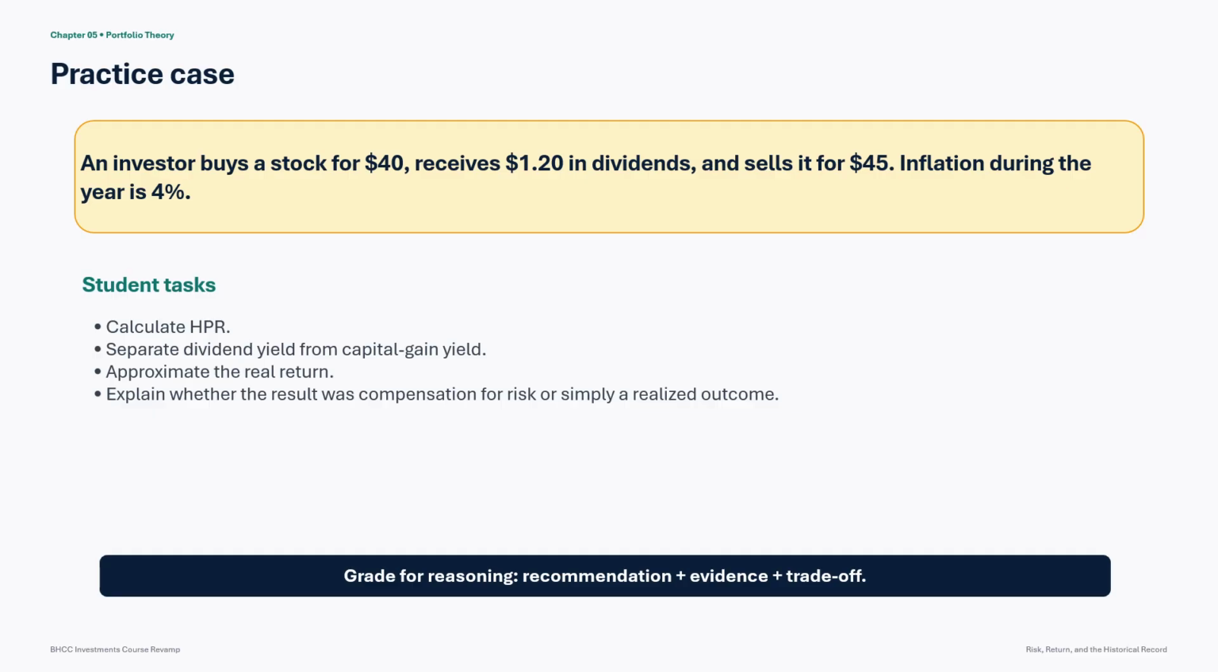The final task is interpretation. Was the 15.5% return compensation for risk or simply a realized outcome? We cannot determine that from one observation. A risk premium is an expected reward for bearing risk across possible outcomes. This investor realized a strong result, but 1 year does not separate skill, luck, market beta, or an unusually favorable surprise. 1 good year is a data point, not a personality test for the stock.